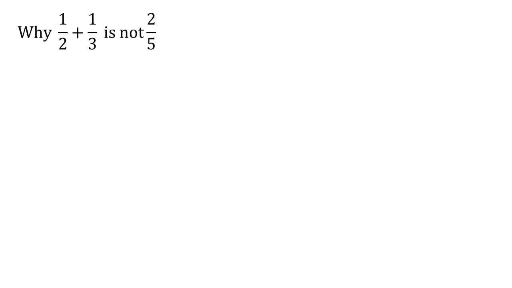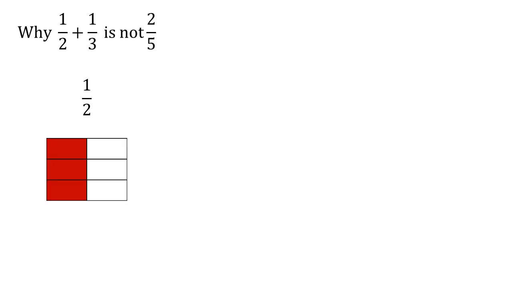Let's start off by looking at this in a picture form. So we're going to draw a half to start with. So if I draw a rectangle, I'm going to colour in a half. In this case I had 6 blocks in there, so half of that is 3. You'll see why we've got 6 blocks in a moment. But here's a rectangle with half of it coloured in.